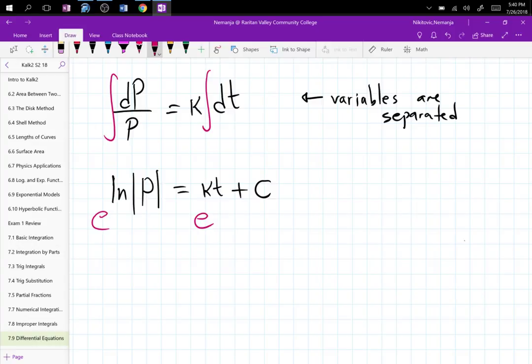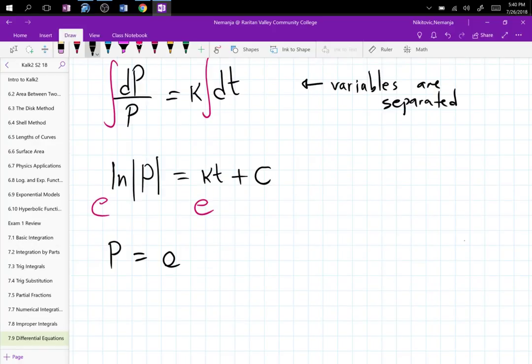As soon as e and ln cancel, you don't need any more. I'll just put p. You don't need absolute values anymore, right? You need absolute values when p is buried inside ln, because you will not be able to use negative numbers. But now, once e kills ln, you can just put p, no need for that anymore. Now, on the other side, you have e to the kt plus c.